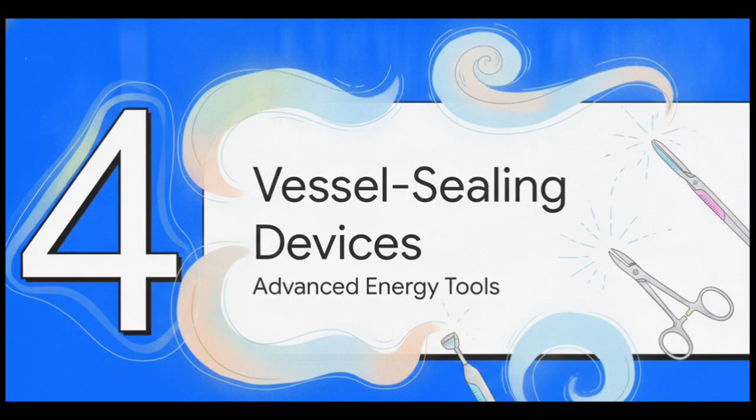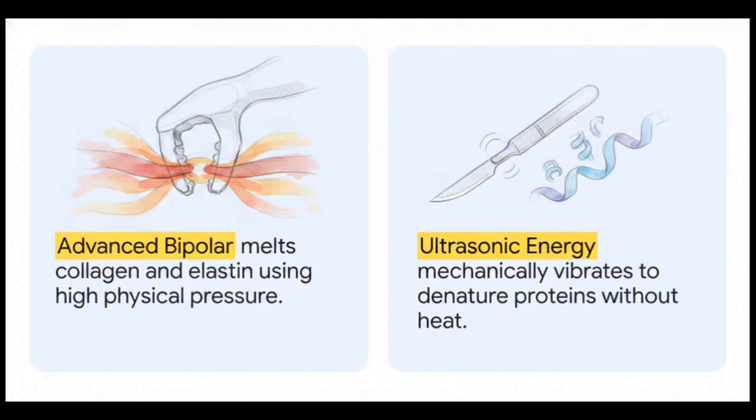To mitigate those hazards and vastly speed up operative time, bioengineers stepped up to the plate. These devices can safely divide massive 7mm tissue bundles, and this comparison highlights two completely different cutting-edge mechanisms. On one side, we have advanced bipolar technologies like the LigaSure. This uses calculated physical pressure and electrical impedance feedback to literally melt and fuse the structural collagen and elastin right in the vessel wall, creating a seal that can withstand 3 times normal systolic blood pressure.